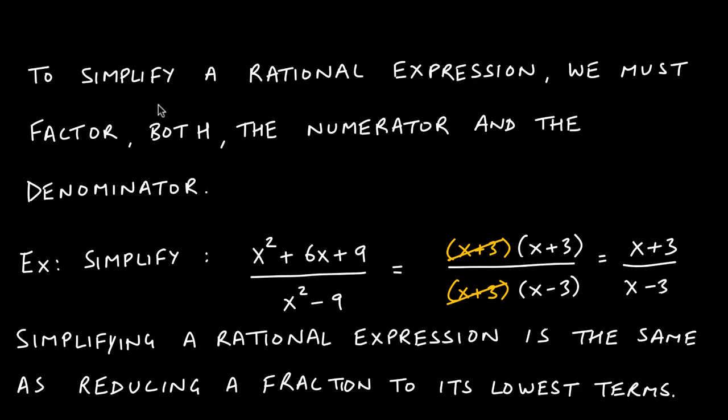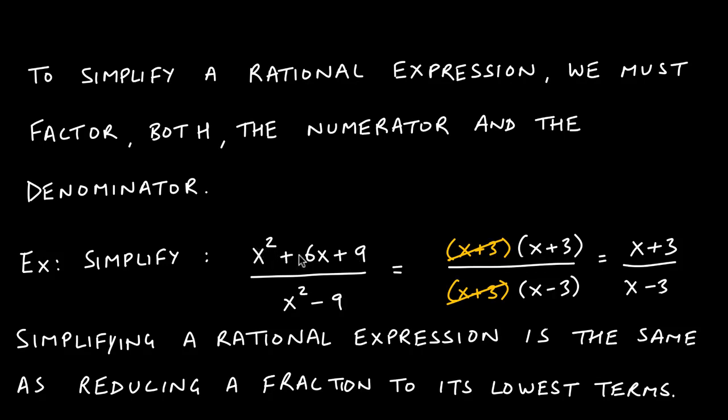So to simplify a rational expression, what we have to do is factor both the numerator and the denominator, and then cancel out the stuff that can be canceled out. So an example of this can be seen as x squared plus 6x plus 9 all over x squared minus 9. So the first step is factor the numerator if possible, factor the denominator if possible.